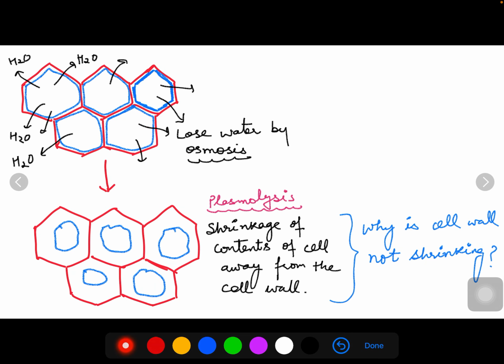The same thing we will do here also. Here what we'll do, we'll keep these plant cells in hypertonic solution, and as a result the contents of the cell, specifically water, will start coming out of the cells, right? So these cells will lose water by process of osmosis.